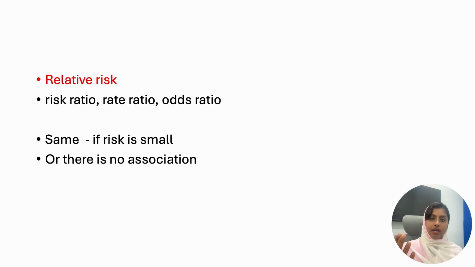I don't want to elaborate on this because it's basically a derivation that you need to do, but at the end of the day, if it's small, it's generally the same. Or if there is no association, for example, if it's 0, then it's 0 for the odds ratio, risk ratio, and rate ratio. In that case also it is the same.